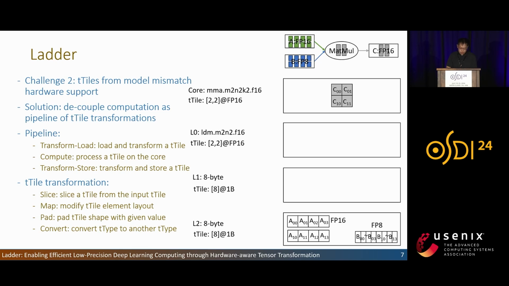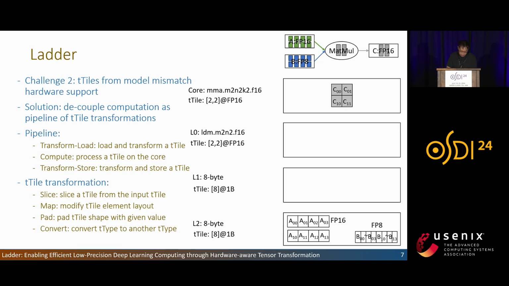And we introduce 4 T-tile transformation primitives: slice, map, pad, and convert. Slice can slice a T-tile from the input T-tile, and map can modify the T-tile data layout. Pad can pad the T-tile's shape, and convert can convert the T-type of the T-tile to another T-type.